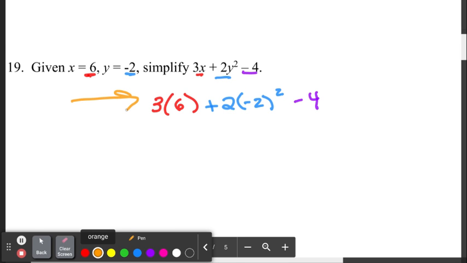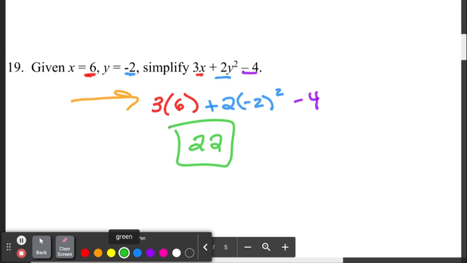Now you can put this in your calculator. And if you do that, you get 22. Okay, this test is going to be hard enough. Take the easy way when you can.